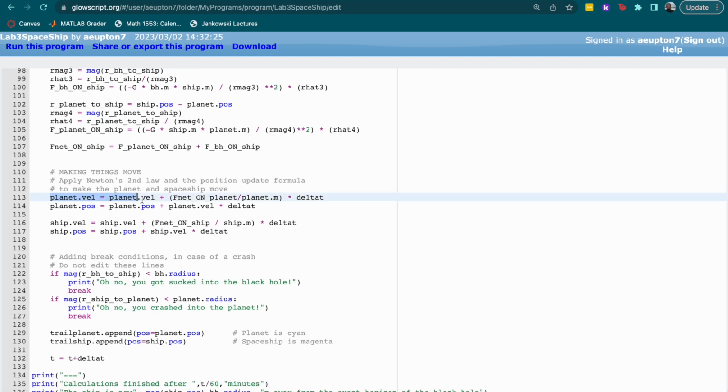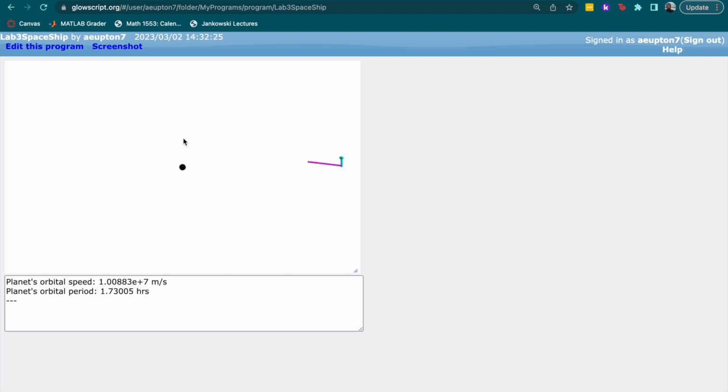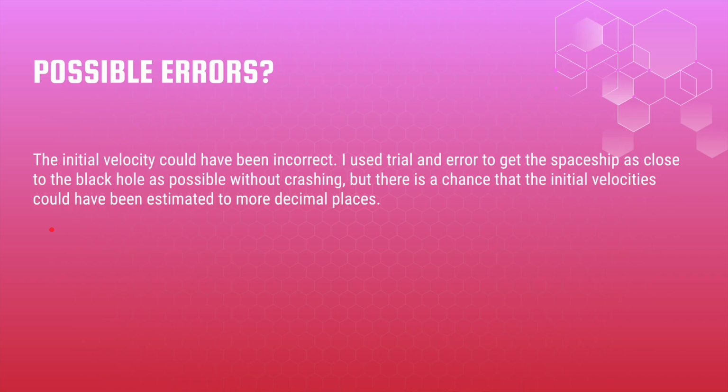Then down here, we use the velocity update formula and position update formula for both the planet and the ship. And then when you run the program, you see that the ship comes this way and it doesn't crash in the black hole, but it still gets really close, and then the planet is just orbiting right there.